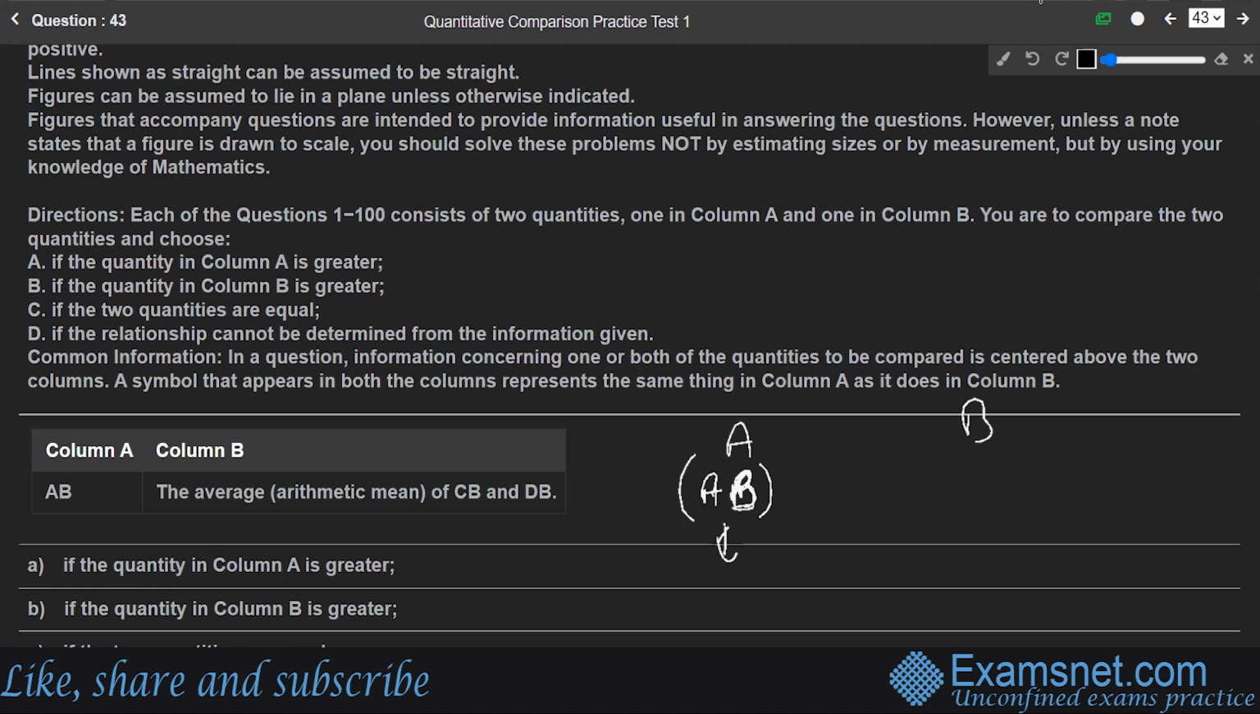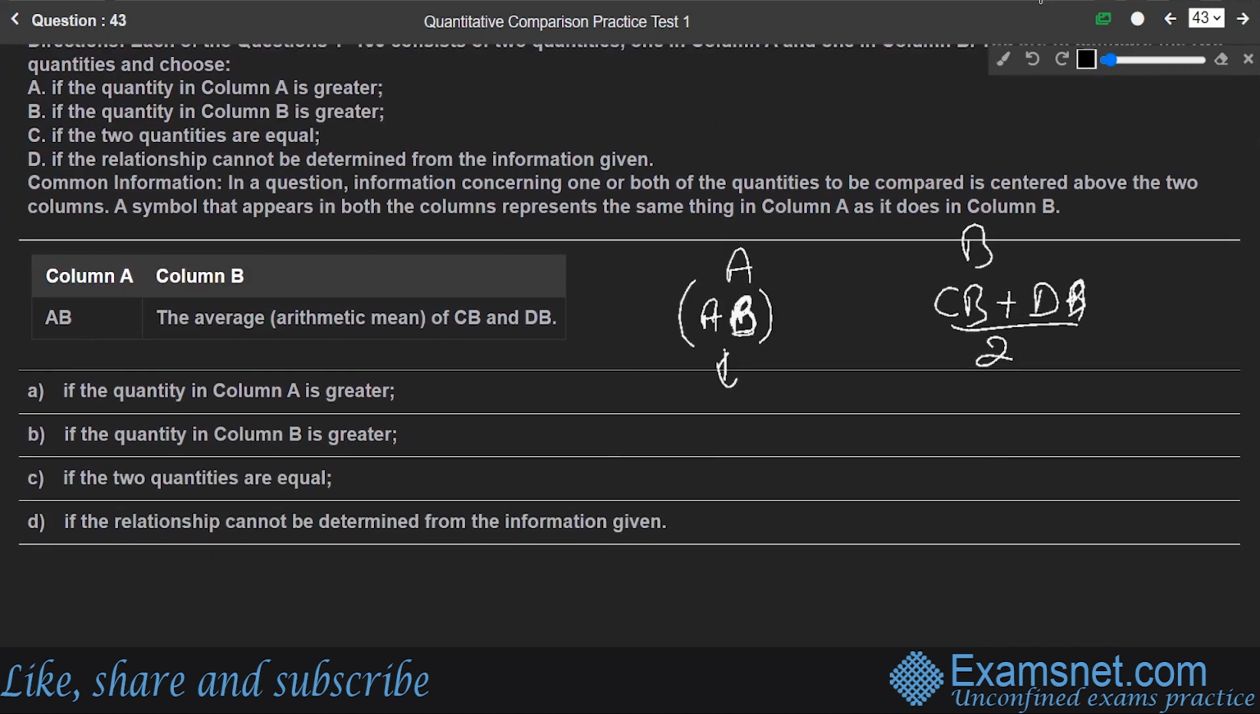Then in column B we have the arithmetic mean of CB and DB, so CB plus DB by 2. This is how the arithmetic mean is expressed. But we have to compare AB and CB plus DB by 2. There is no connection established because there is nothing common. Clearly the value of AB is not given, nor are the values of CB and DB. So the relationship between these two columns cannot be established. Option D becomes the right answer.